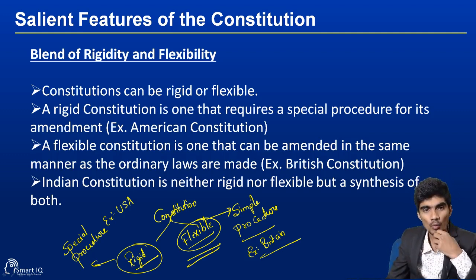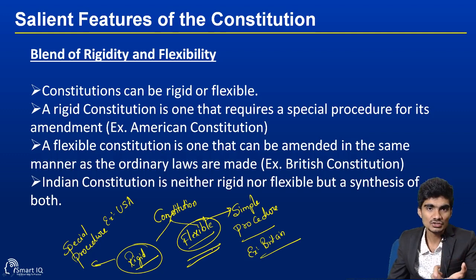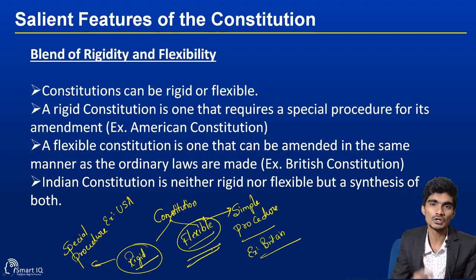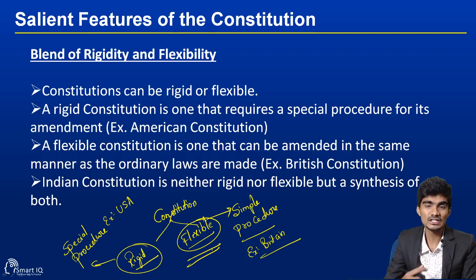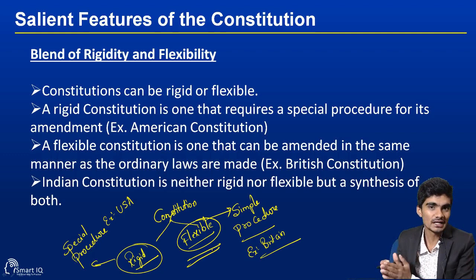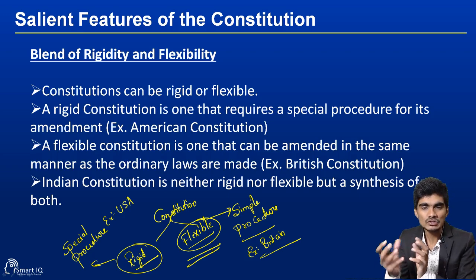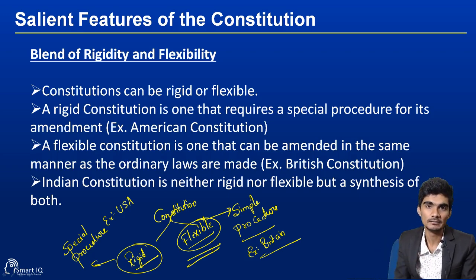In what way is India a rigid constitution and in what way is it a flexible constitution? In the case of a rigid constitution, America is one such example, where the constitution can't be amended very easily. It needs special powers to amend it. But in Britain, it is very easy: like ordinary laws, the constitution can be amended easily, as it has more flexibility.